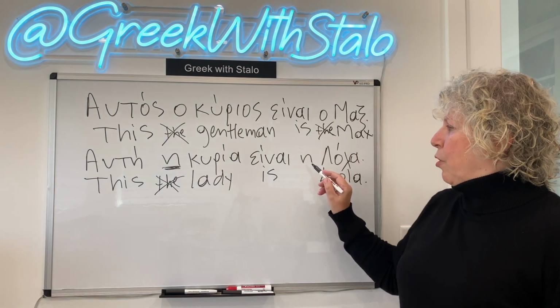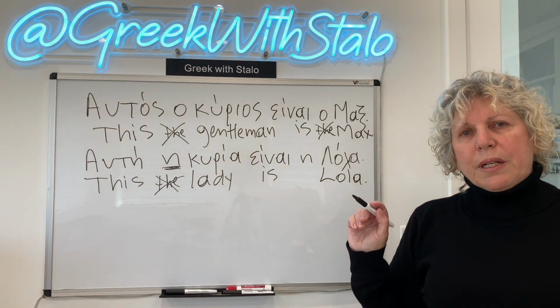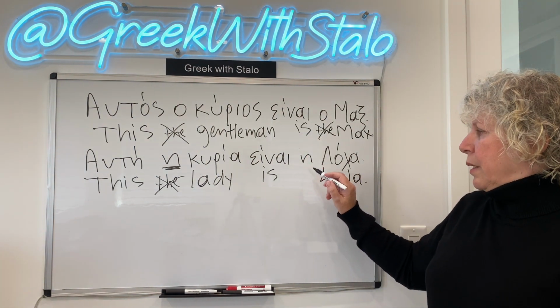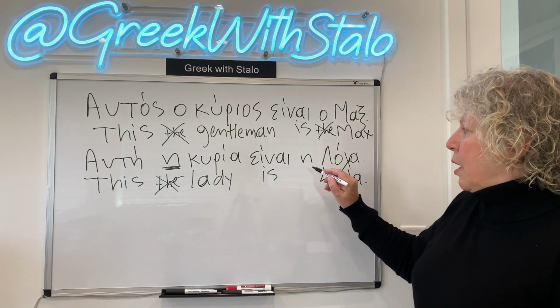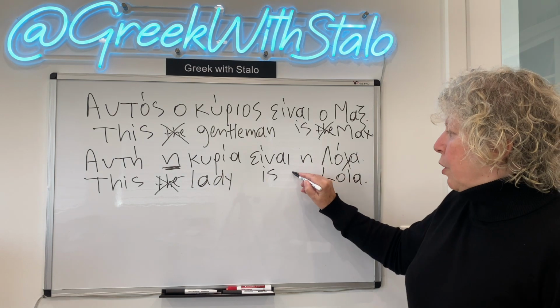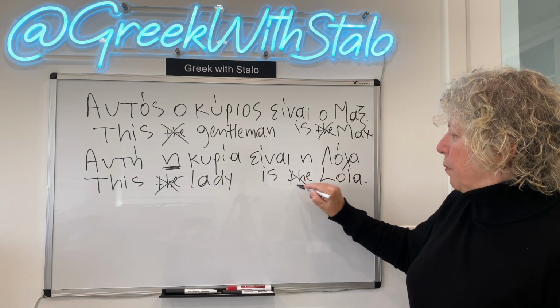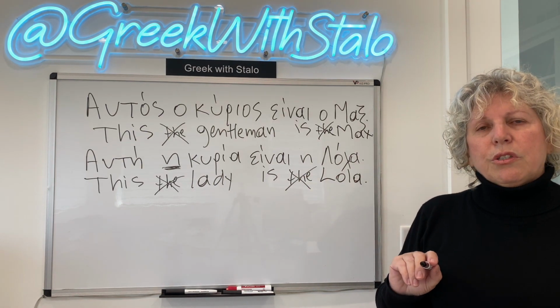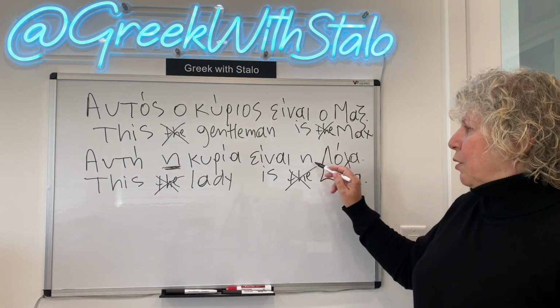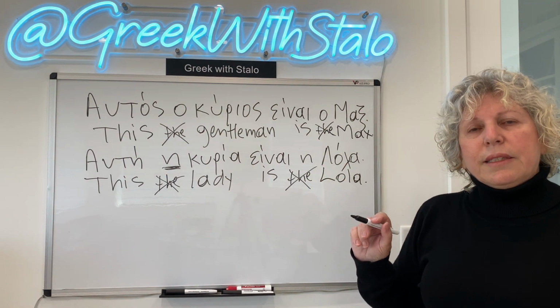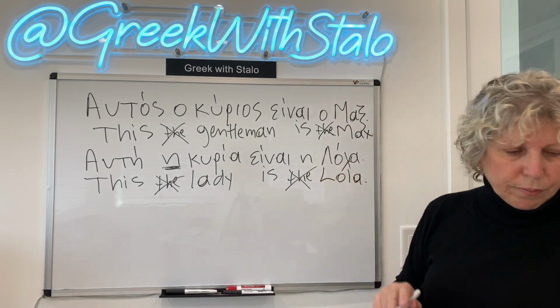Same thing as before. It's a proper noun, Lola, and in English we don't use an article with proper nouns, but in Greek we do. So here we omit the. We don't say is the Lola, but is Lola. And in Greek we have to use though the definite article η.